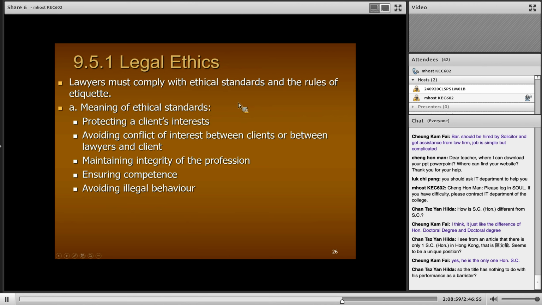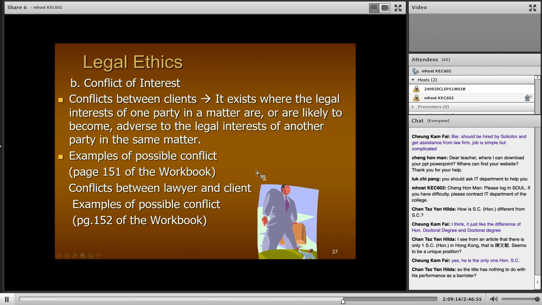Also, a lawyer must comply with ethical standards. These are the different points: you have to protect the client's interests, avoid conflict of interest, maintain integrity, ensure competence, and also avoid illegal behavior. We can see some examples of conflict of interest. Sometimes the conflict is between clients. It exists where the legal interests of one party in the matter are adverse to the legal interests of another party in the same matter. Just like if you act for both the seller and buyer, there may be a conflict of interest.